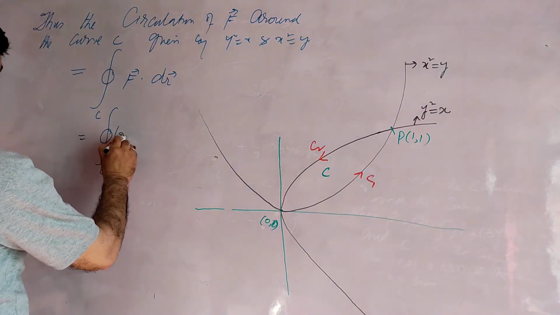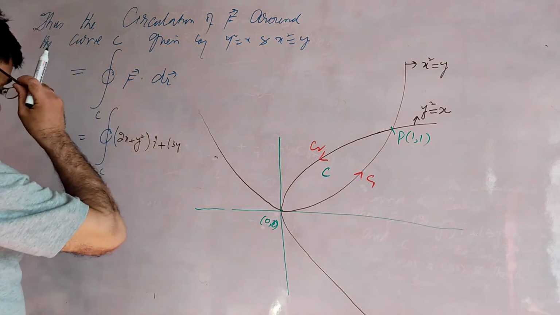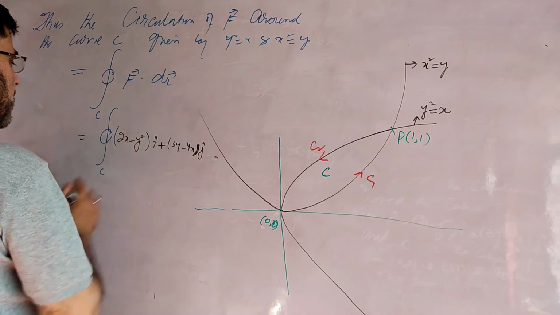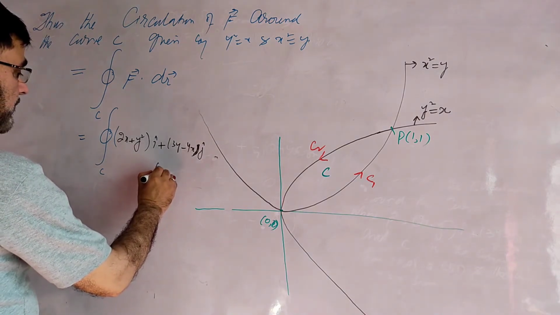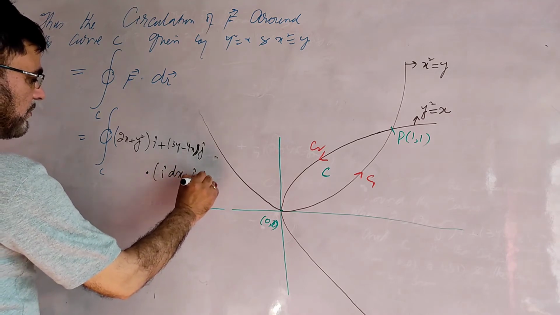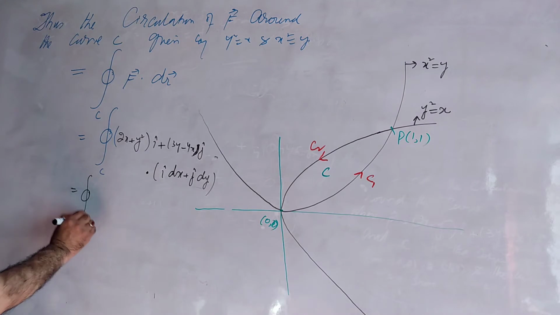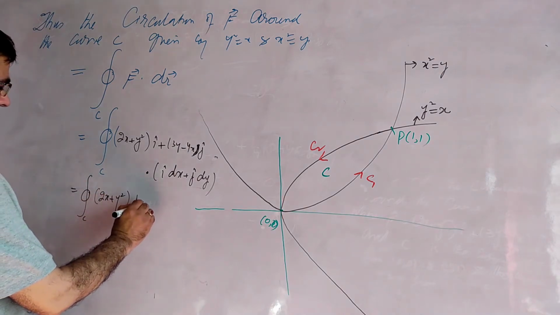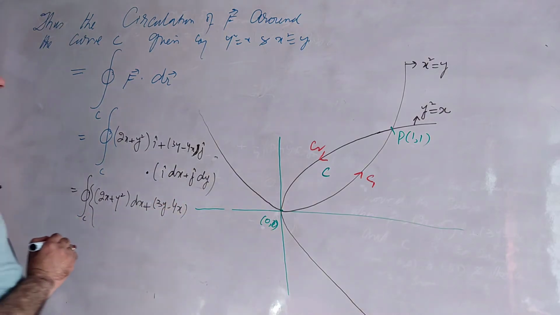It is F equal to (2x plus y square) i plus (3y minus 4x) j. This is your F, then it is dot, dr as usual. This will be i dx plus j dy. This is over our C. This will be i dot i is 1, so (2x plus y square) dx, then plus (3y minus 4x) dy.